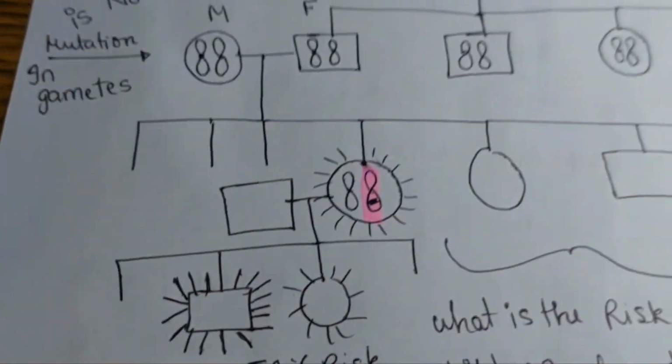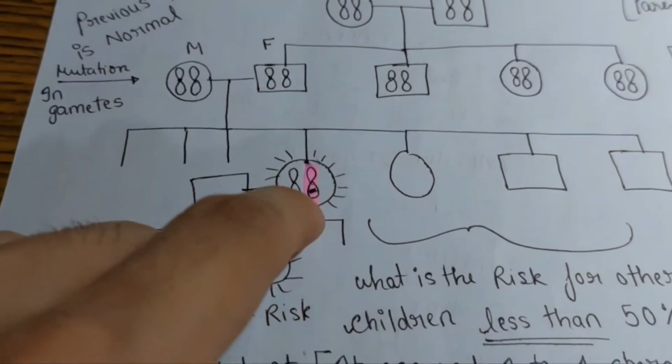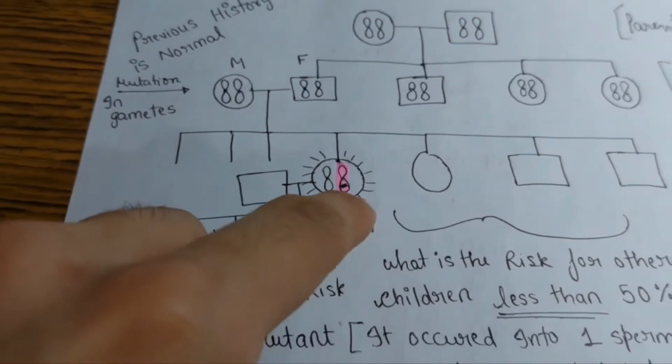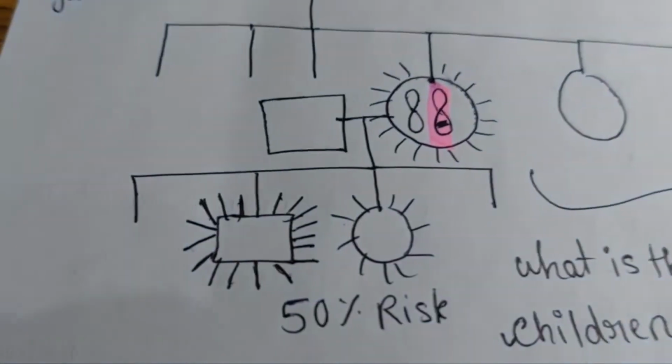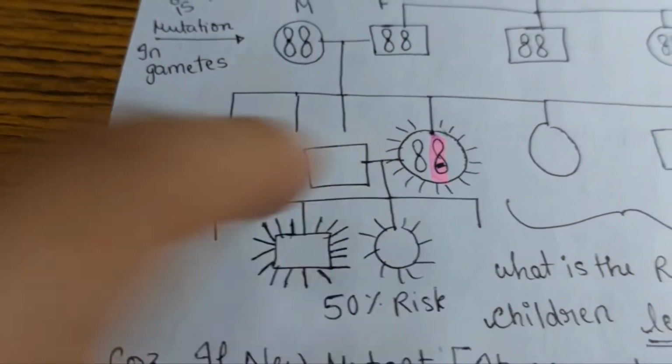And then after that, if this woman with Marfan syndrome marries someone, the risk of her kids developing the disease is going to be 50% because it is an autosomal dominant disease.